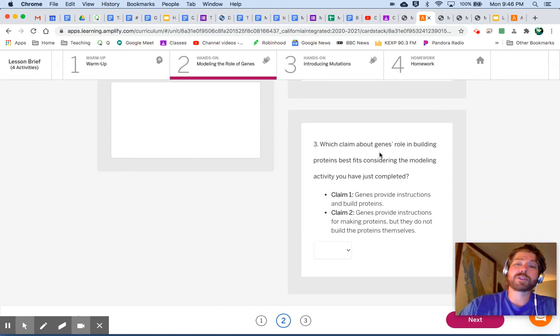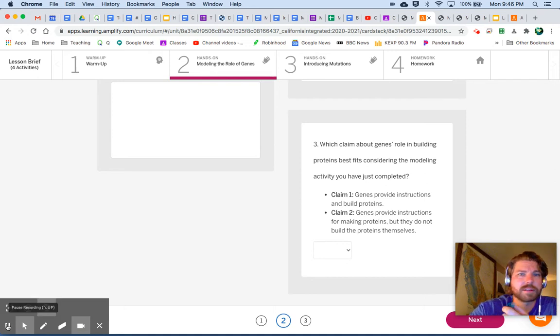So which claim about genes' role in building proteins best fits considering the modeling activity you've just completed? Did the genes themselves actually build the proteins? And we should have realized, no, the genes don't. They have the instructions, but they don't actually do the building. The ribosomes do the building. That's where the building takes place. So claim number 1, we could say, no, not really. It's claim number 2. Genes provide instructions for making proteins, but they do not build the proteins themselves.